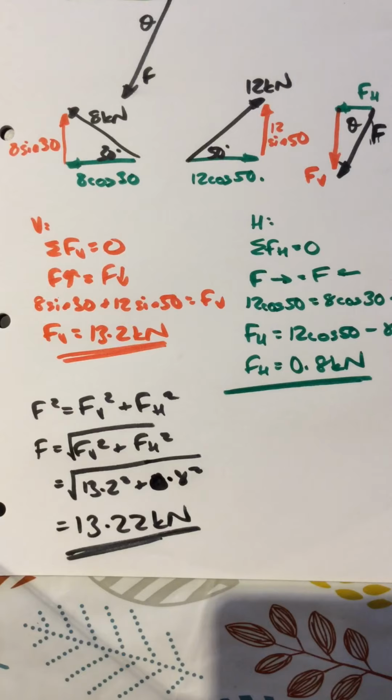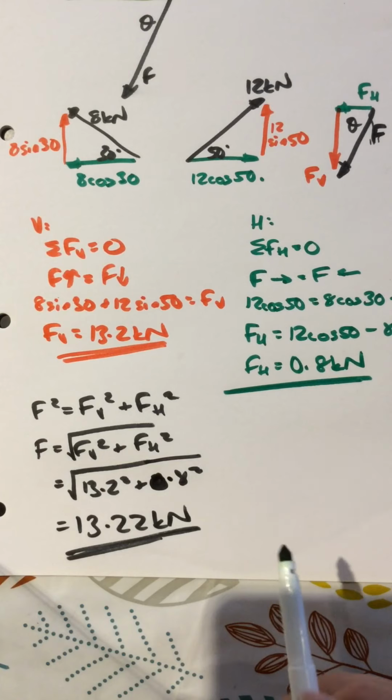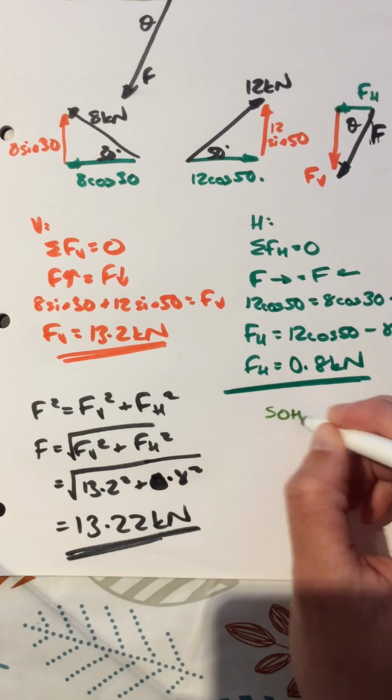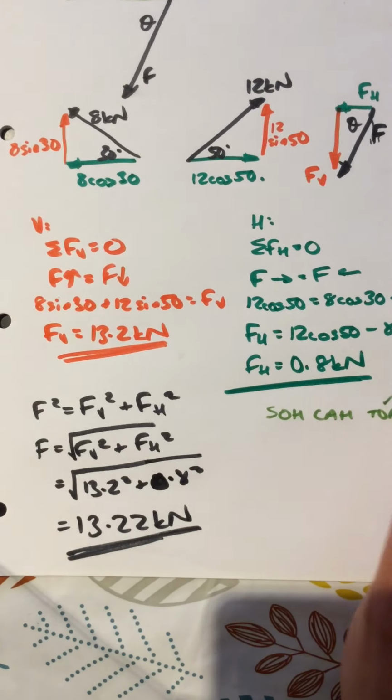What we're going to do now is figure out our angle, our direction. Okay, and to do that, we are going to calculate that using the inverse tan function. The reason for that is, if we think back to our SOHCAHTOA, we have both the opposite component FV and the adjacent component FH. So we're going to use the inverse tan function to get this.